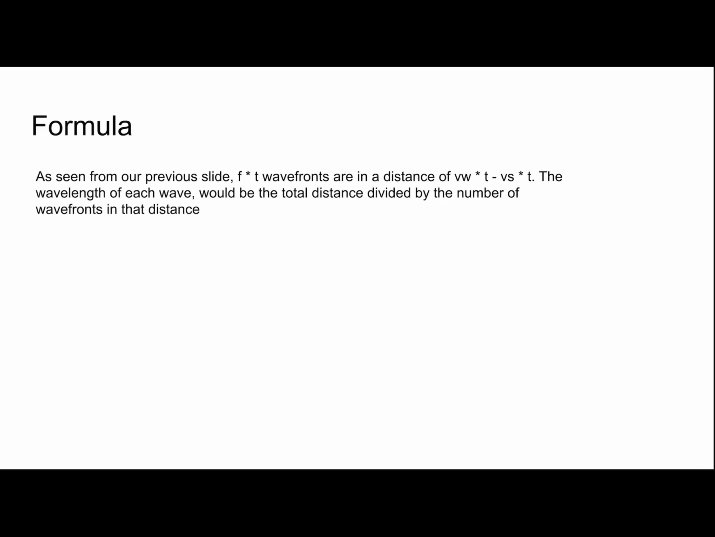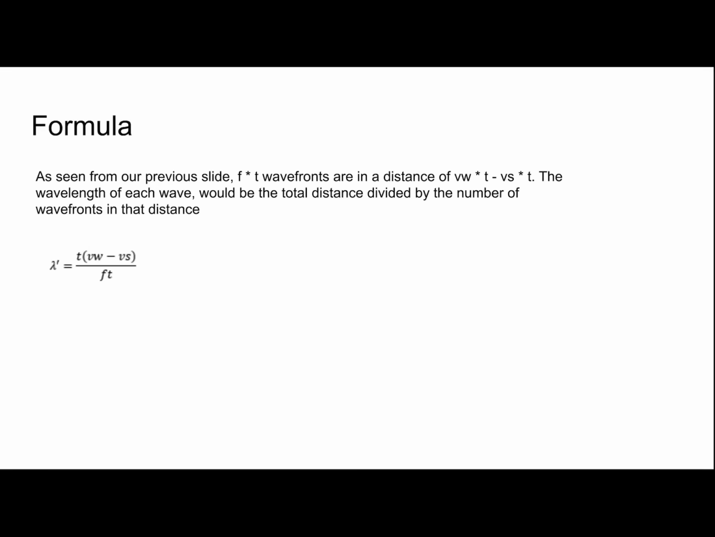Looking at the formula now, as we've seen from our previous slide, we have f times t wavefronts in the distance traveled by the wave minus the distance traveled by the source. The observed wavelength of each wave will be the total distance divided by the number of wavefronts in that distance. So if there are 5 wavefronts in 10 meters, then the wavelength would be 2 meters. Similar idea here.